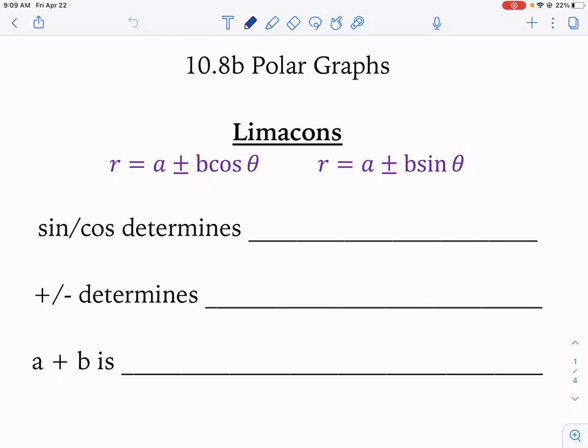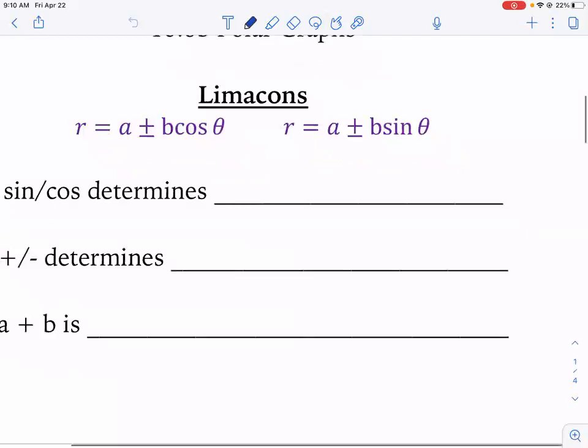Really? Okay. Now, there's a couple things up front that we need to be able to remember, but graphing them, very straightforward. Okay. Now, if we have a limaçon with a cosine in it versus a limaçon with a sine in it, what does sine versus cosine tell us? Okay, what kind of symmetry do we have?